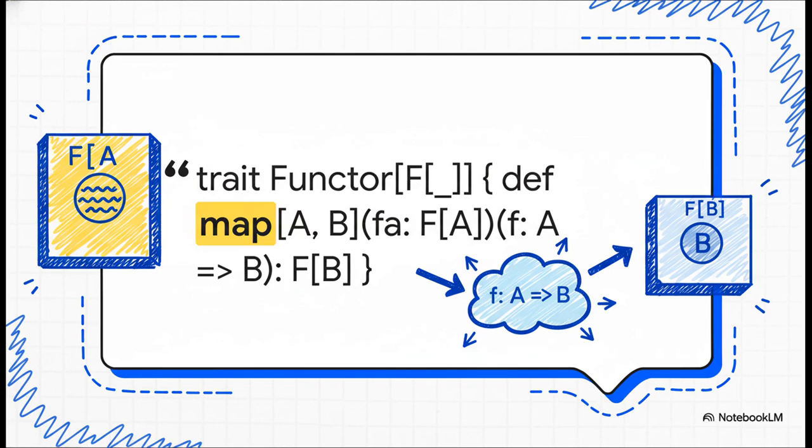And the trait for functor just defines this map operation. It says, give me a box containing a value of type A and a function that can turn an A into a B. What does it give you back? A new box with a B inside. It basically lifts your normal functions so it knows how to work on values that are wrapped up.